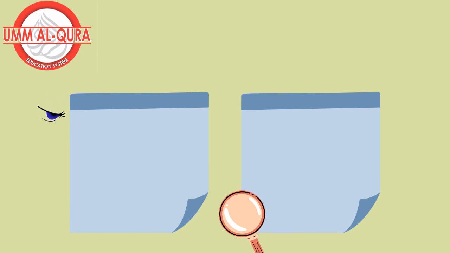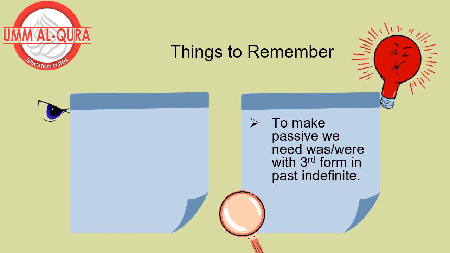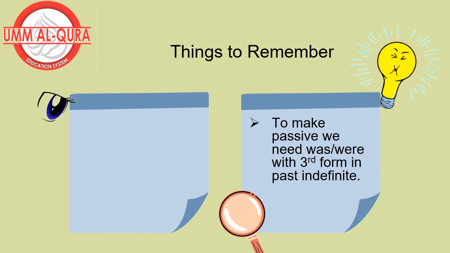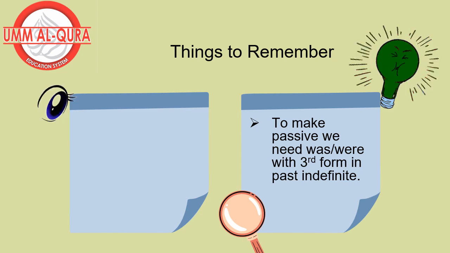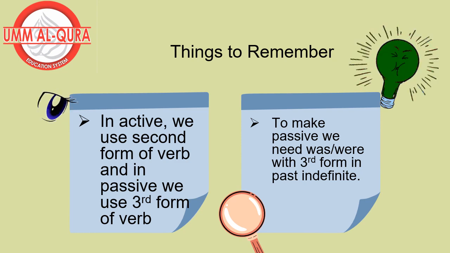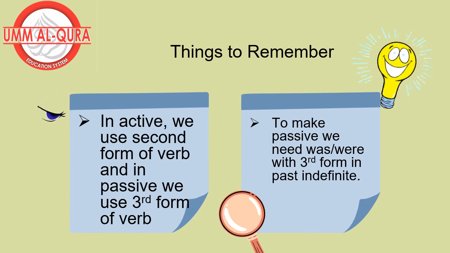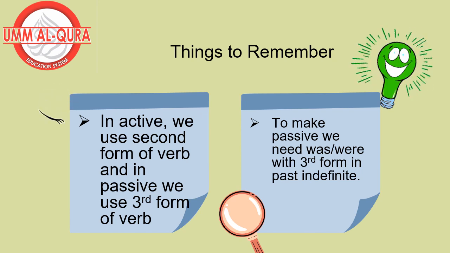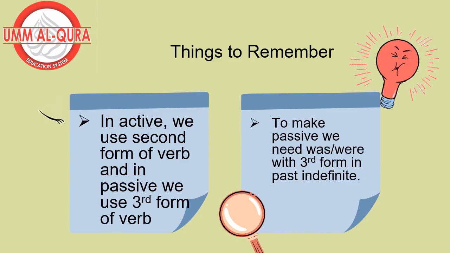More useful information or things to remember: I have already explained to you that to make passive we need the third form of verb. To make passive we need the third form of verb with was and were in past indefinite. In present we need is, am, are and in past we need was, were. And in active we use the second form of verb and in passive we use the third form of verb. I will clear it more with the help of a few examples.